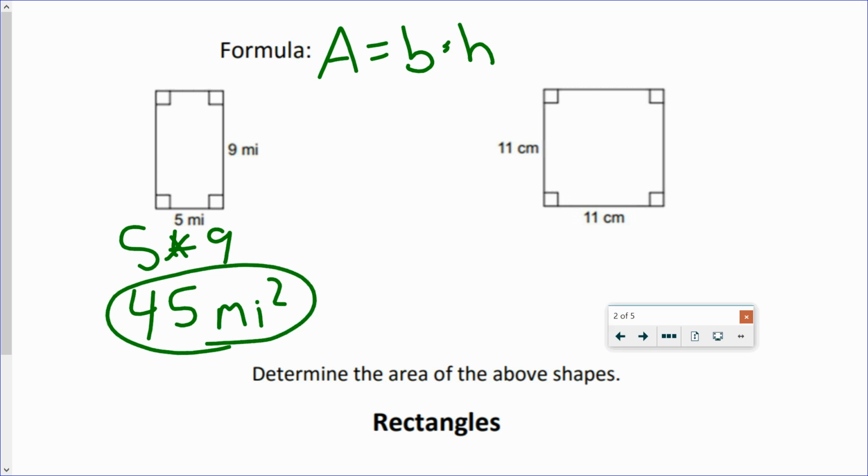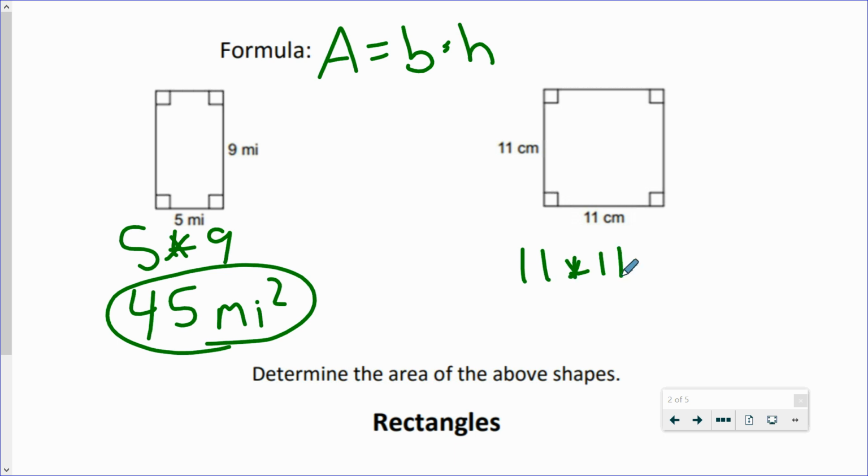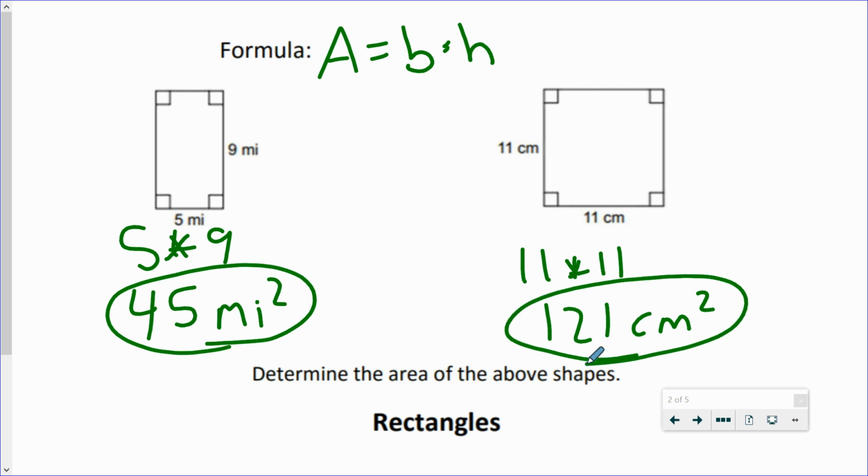For the second one, we would do 11 times 11, which is 121 centimeters squared. So make sure you always put the units on, whether it's a rectangle or triangle, no matter what the shape is. It's always going to be units squared.